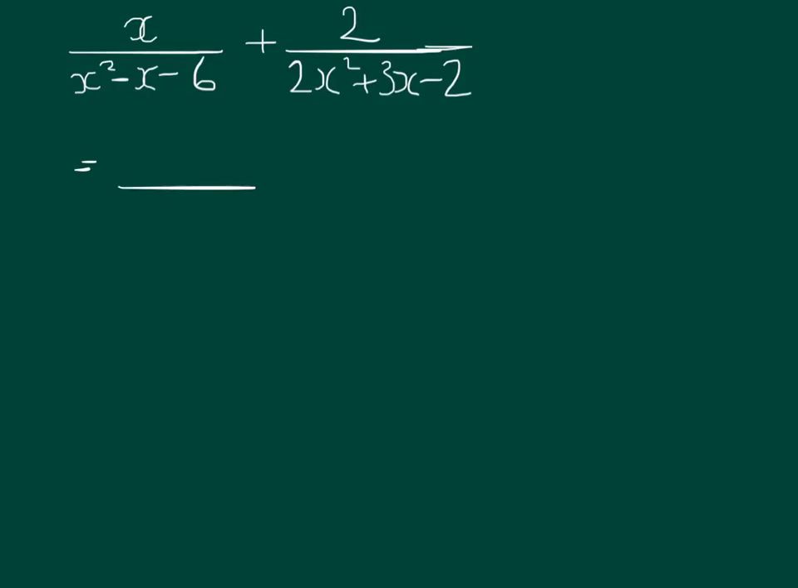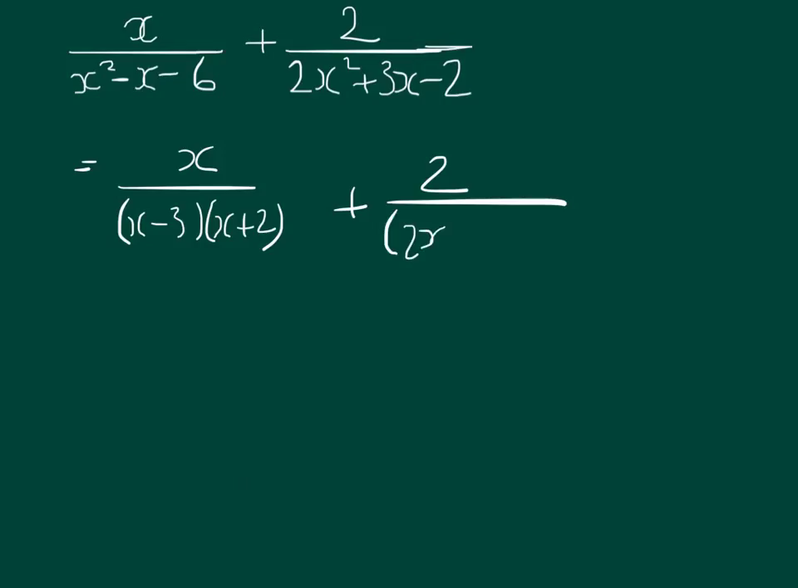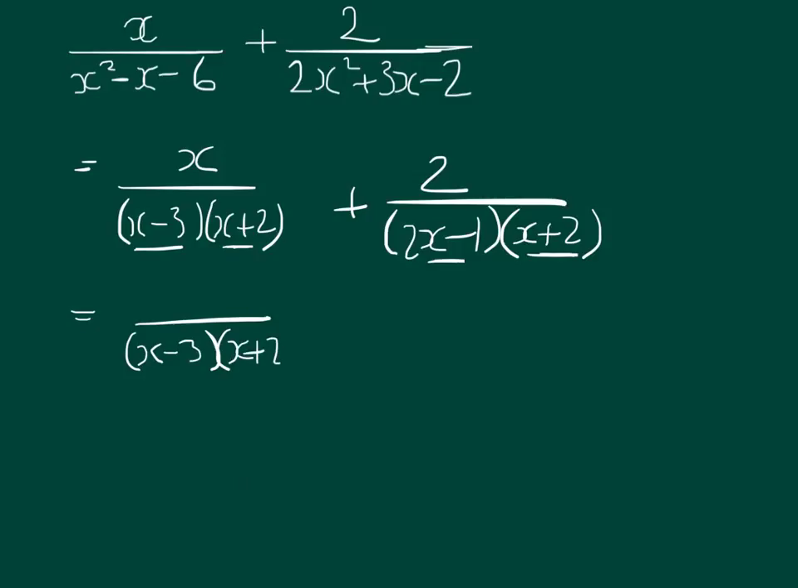Right, so we factorise the bottoms. This is x take 3, x plus 2, and that's x on the top, and this one factorises to 2x take 1 times x plus 2. So we want it all to be over the same thing. We've got this x plus 2 appearing in both, so we only need that once, but we need that as well as that. So it's going to have to be over x take 3 times x plus 2 times 2x take 1.